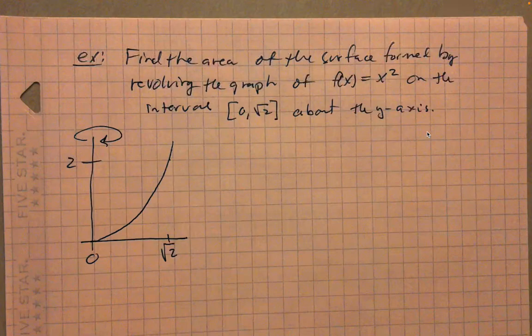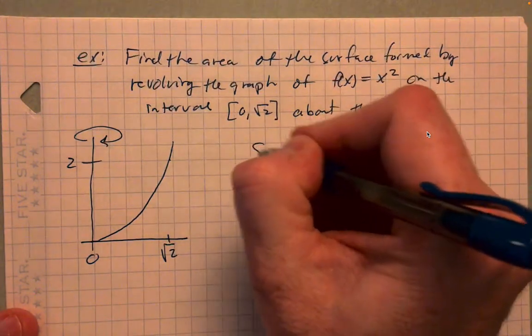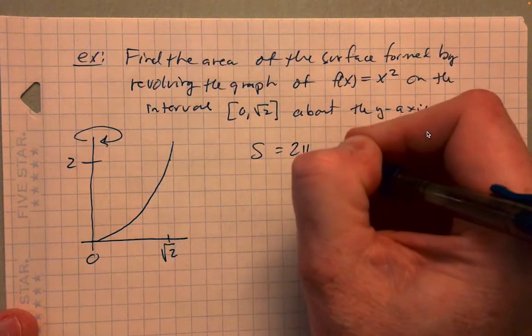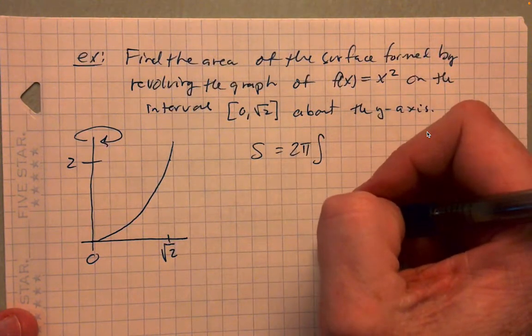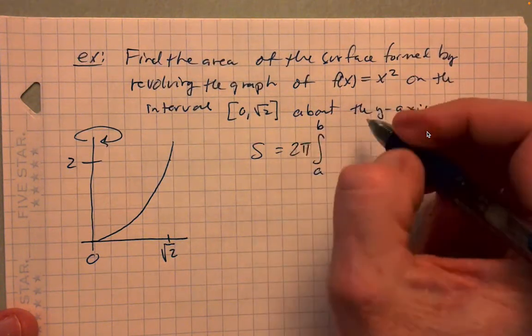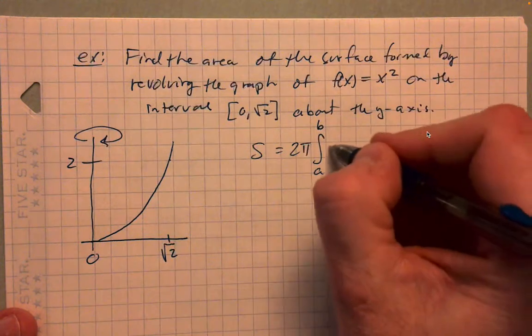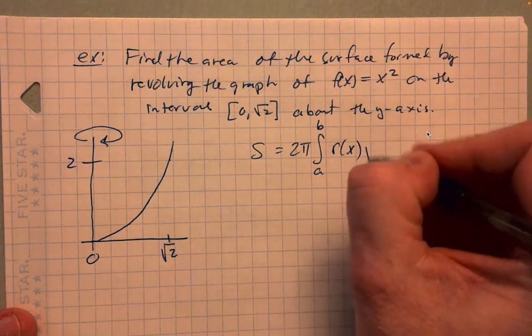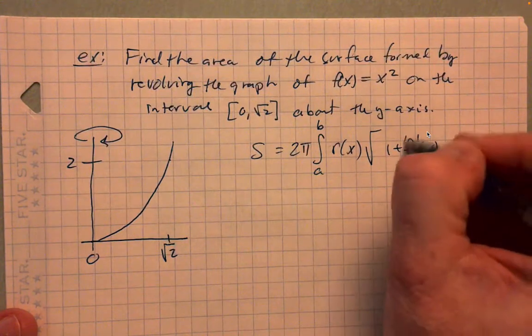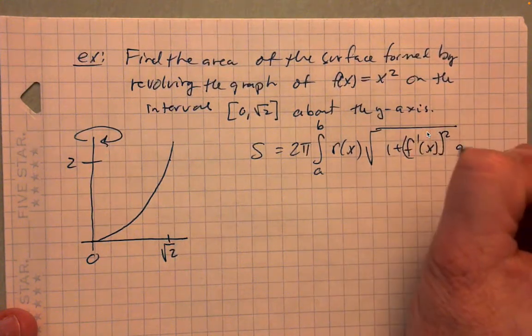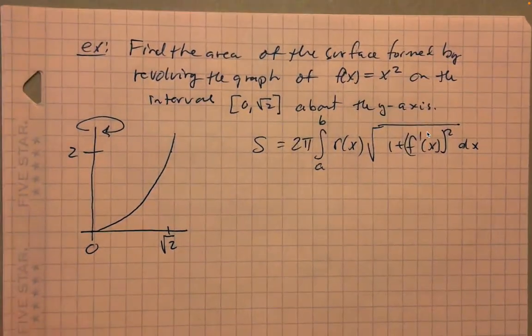Okay, so remember our integral looks like this. S equals 2 pi times the integral, a to b, times r of x times the square root of 1 plus f prime of x squared. Okay, so this is our formulation here.